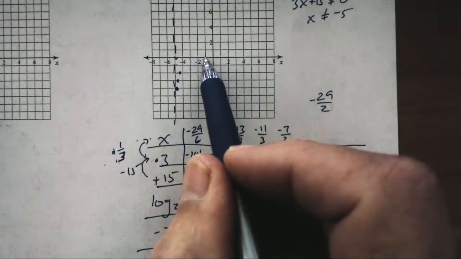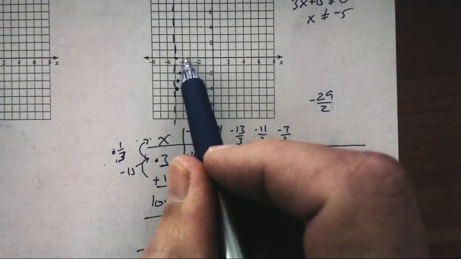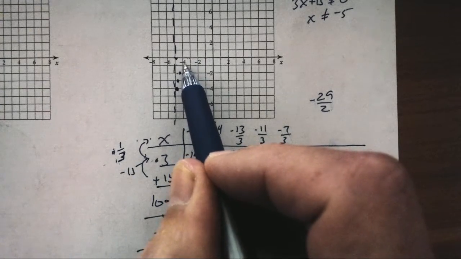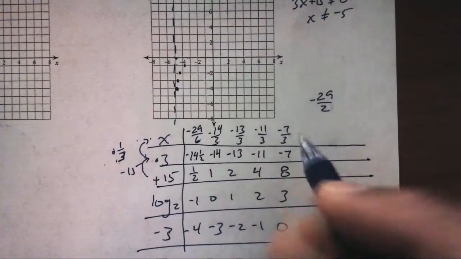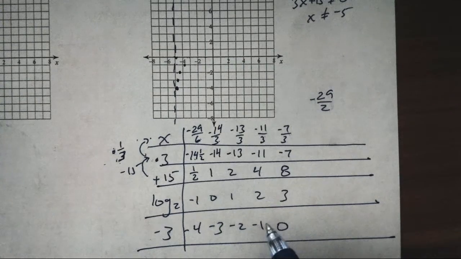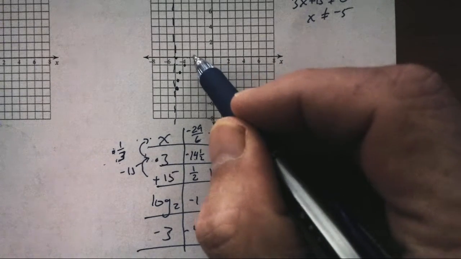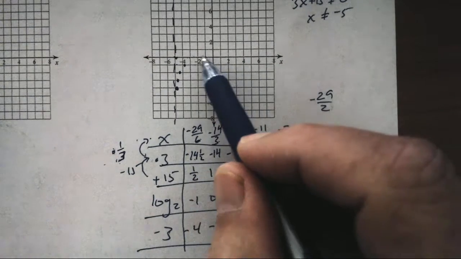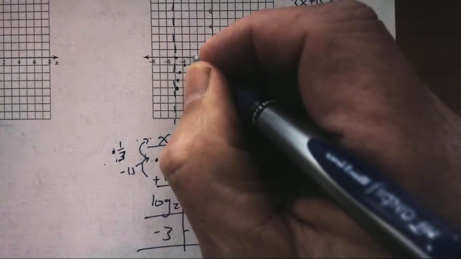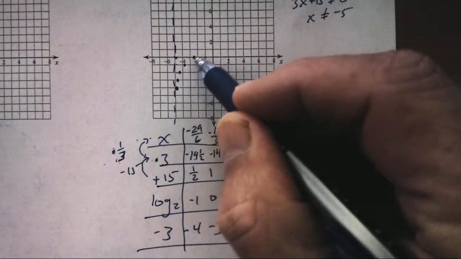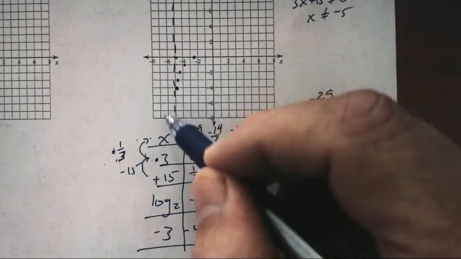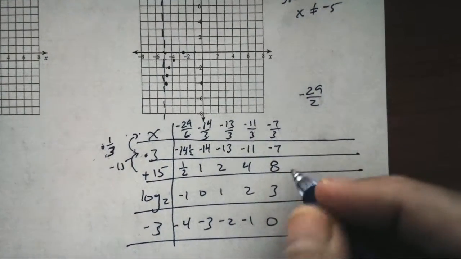Negative 11/3. 3, 6, 9, 10, 11 thirds. Gets me down to negative 1. And negative 7/3. 3, 6, 9. There I started to make a move. 3, 6, 7/3 gets me to 0. But I have no idea where this is exiting. So I'm going to continue on. I'm going to do at least 2 more.